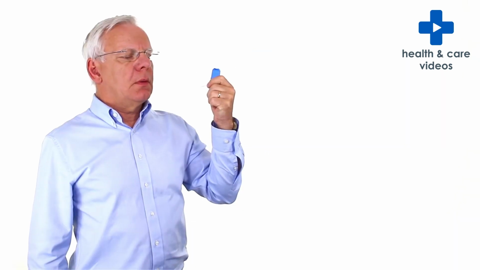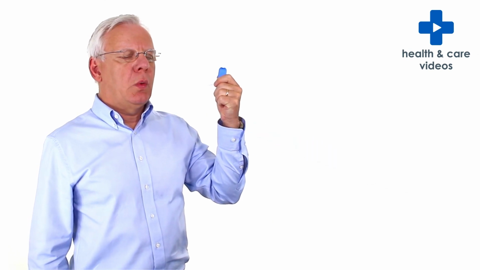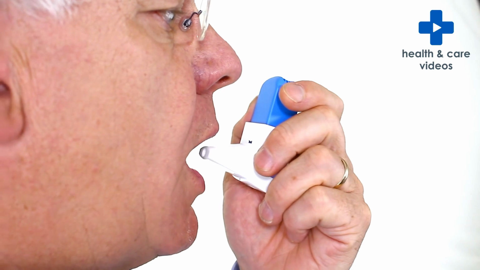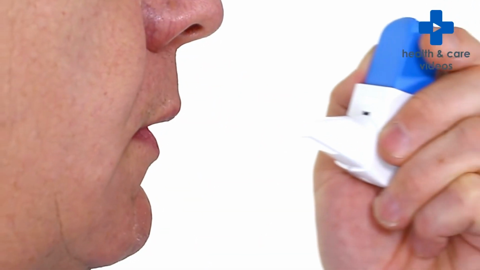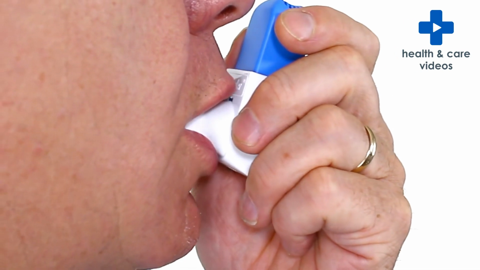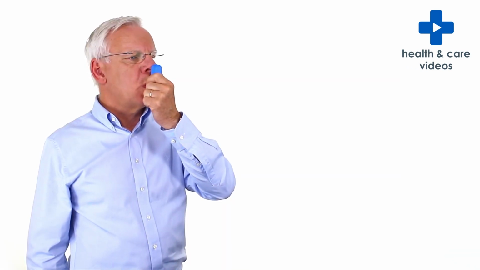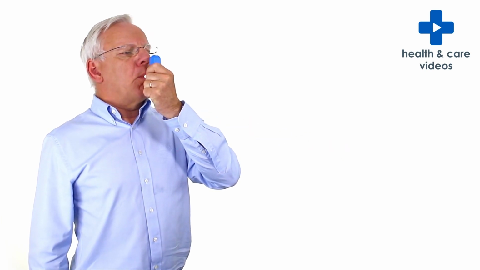When you're ready, breathe out gently as far as you comfortably can, but not into the mouthpiece. Now place the mouthpiece into your mouth and between your teeth, but don't bite down on it. Close your lips around the mouthpiece to form a tight seal. Breathe in through your mouth as fast and as forcefully as you can. If you don't breathe in deeply enough, the medication will not reach your lungs.